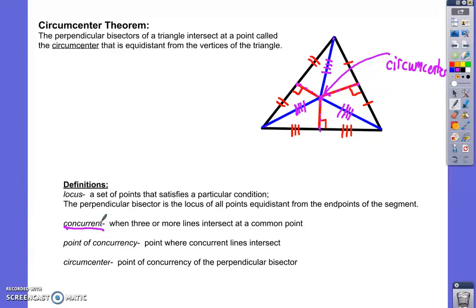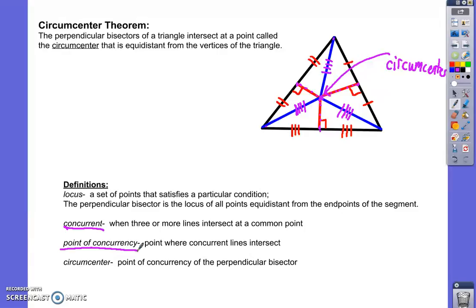Concurrent, okay? When 3 or more lines intersect at a common point. So we look here, because we have 3 perpendicular bisectors intersect here, that this point that we know as a circumcenter is called a point of concurrency. So if it were 3 other things, say 3 medians that intersect, they intersect at a point of concurrency. Now it's going to have a special name. Like this one, the 3 perpendicular bisectors are called circumcenter. The others may have a different name, but we say that that place where 3 or more lines intersect is called the point of concurrency.